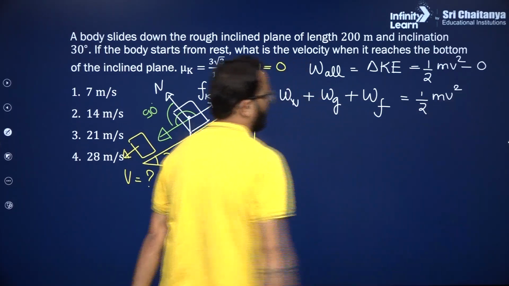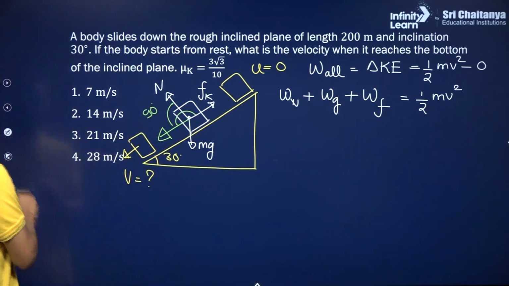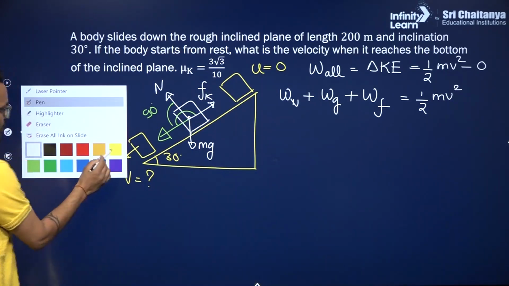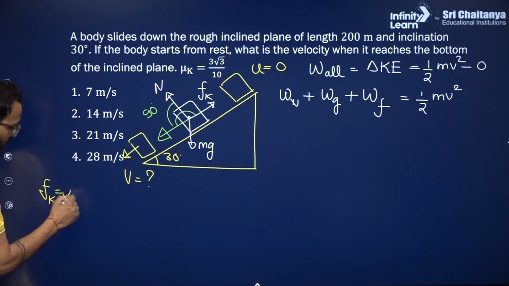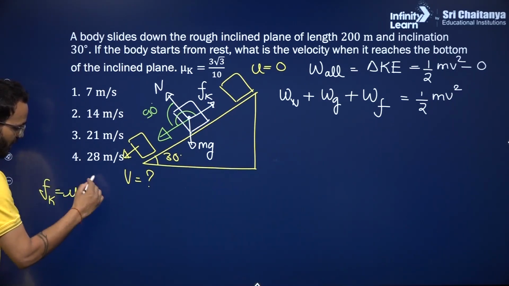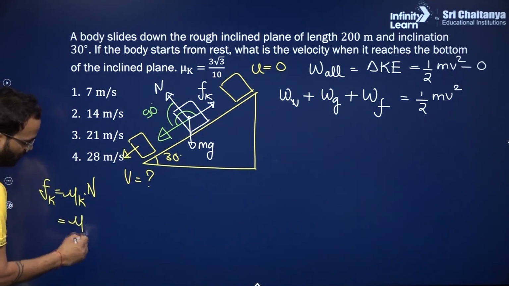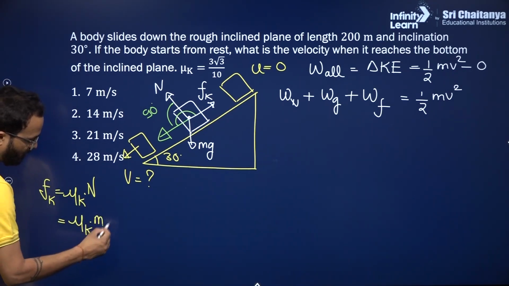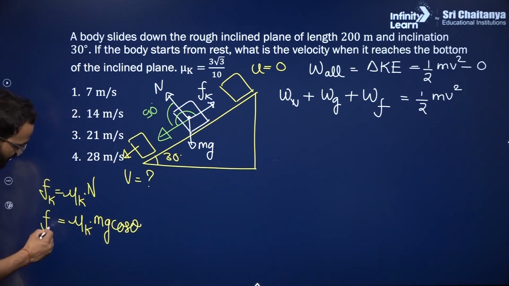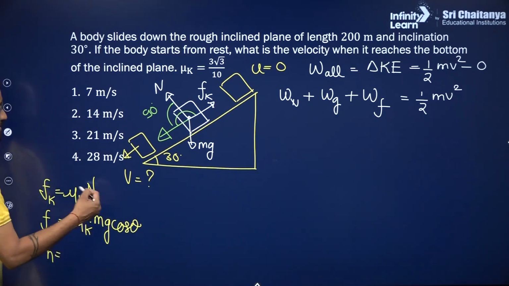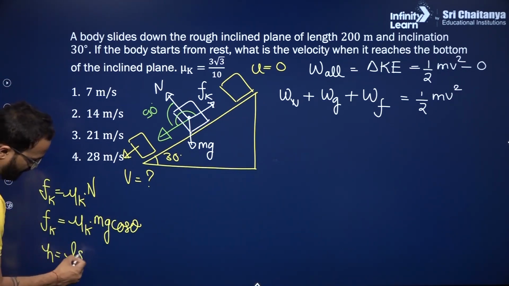Now, first of all, tell me what is the frictional force in this particular question. See, frictional force is nothing but mu k into N, and N is nothing but equal to the component of mg, that is mg cos theta. Okay, this is Fk. Clear, everyone? And what is the height by which it is coming down? It is nothing but L sin theta.